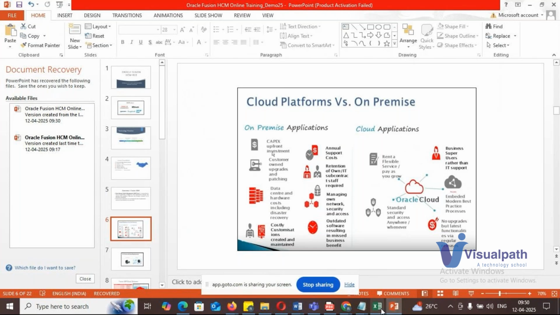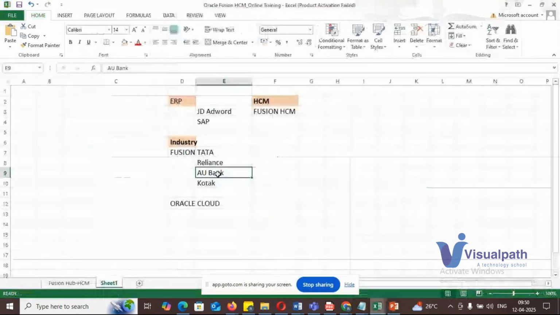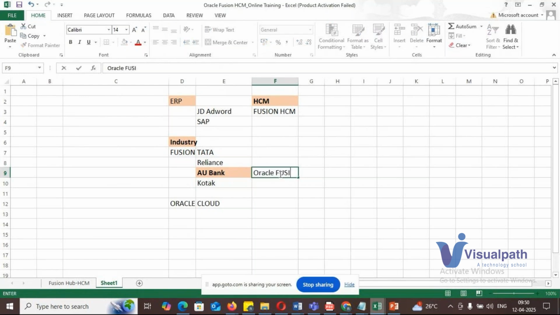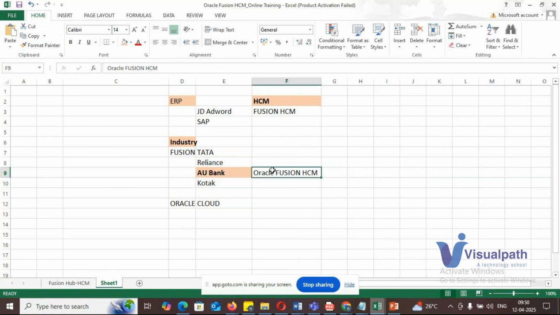Suppose in an organization XYZ, if I talk about AU Bank, AU Bank wants to implement Oracle Fusion HCM, right? Fine. So what do they have to do? AU Bank needs to contact Oracle Corporation. So AU Bank will take the subscription of the Fusion application, right?